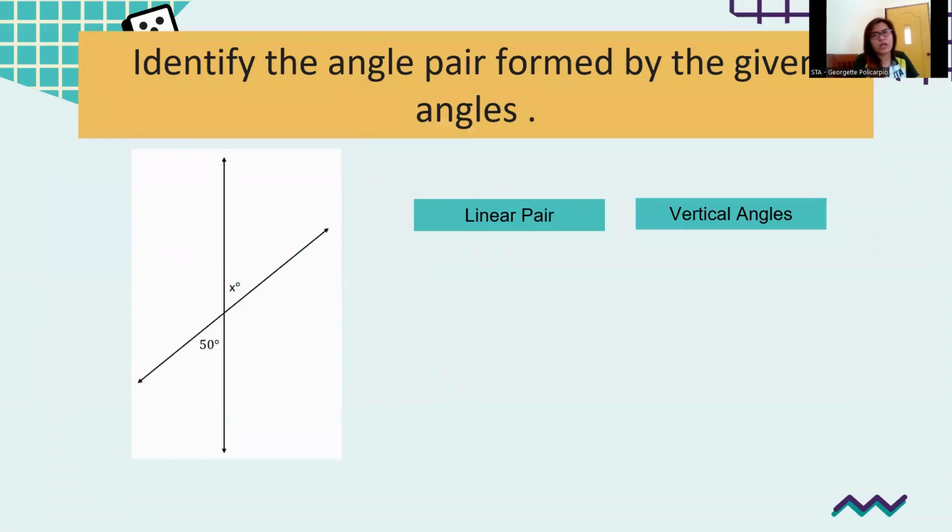Okay? So ito, practice natin ang kaunti yung angle pairs na yan. Identify the angle pair formed by the given angles. So ang angles po natin dito based on the illustration ay itong 50 degrees and itong x degrees. Ano kayang angle pair ang form nitong dalawang angles na to? Sige, ayan, may pamimilian tayo. Are they linear pair or vertical angles?